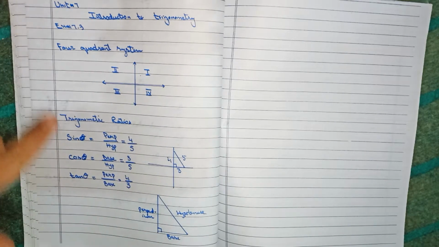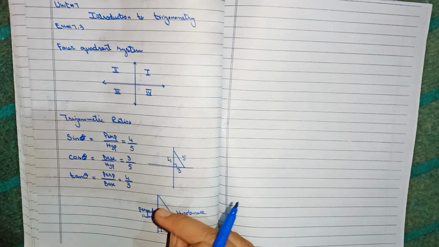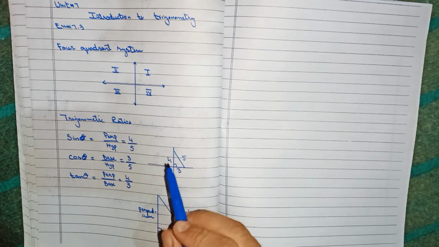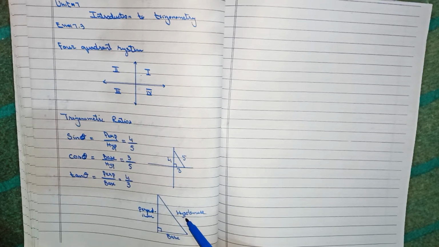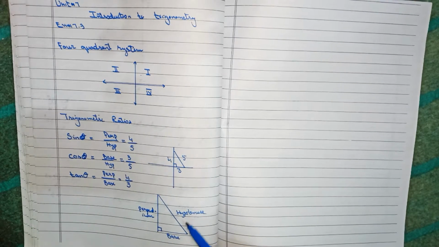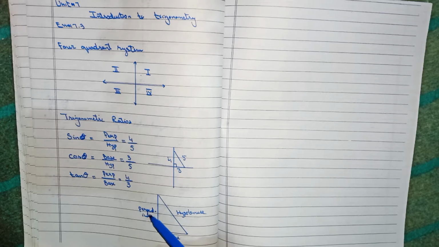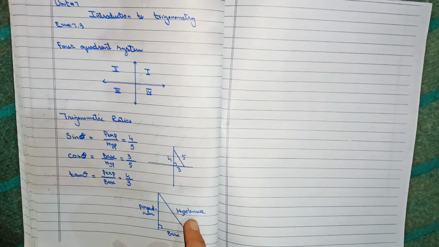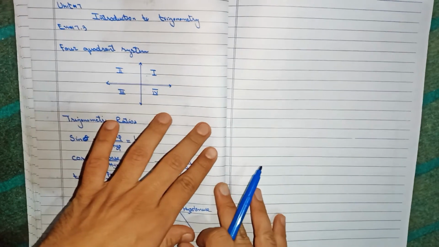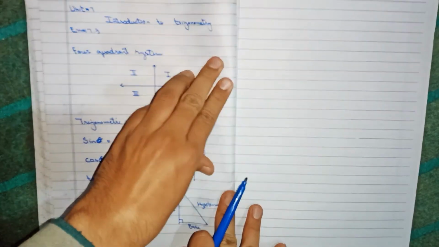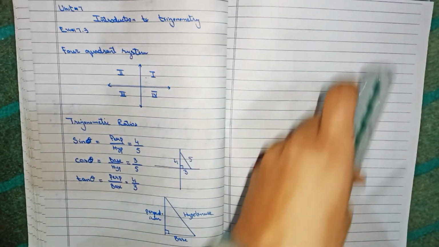So this is how you will know about the trigonometric ratios. You should know the basics: in a right angle triangle, the side opposite to the 90 degree angle is the hypotenuse, then base and perpendicular. Sine of theta is equal to perpendicular over hypotenuse, cos of theta equals base over hypotenuse, and tangent of theta equals perpendicular over base. And now, after knowing about the trigonometric ratios, let's have another general example.